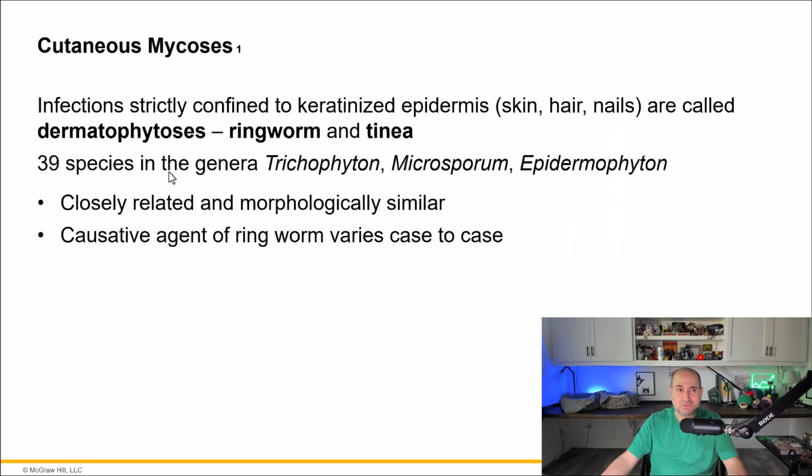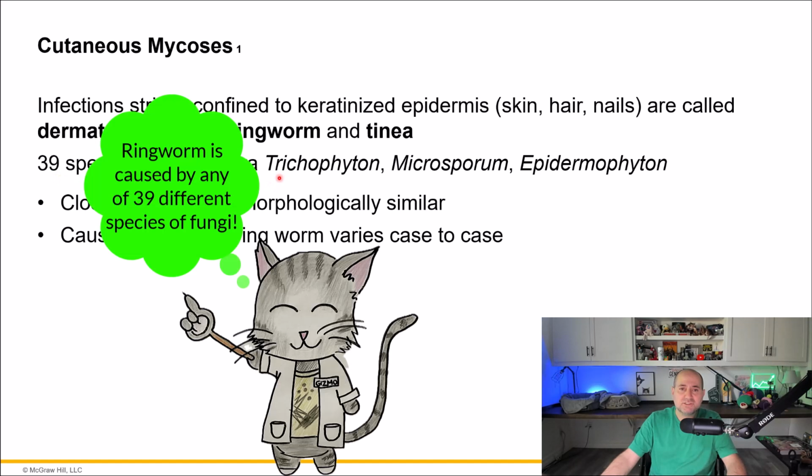Next, we learned about cutaneous mycoses. Remember, that means skin fungal infections, and it's those dermatophytes which cause dermatophytoses or ringworm or tinea. And you should know this for sure. You should know that ringworm is not caused by one species of fungi. It can be caused by one of 39 species which span across 3 genera.